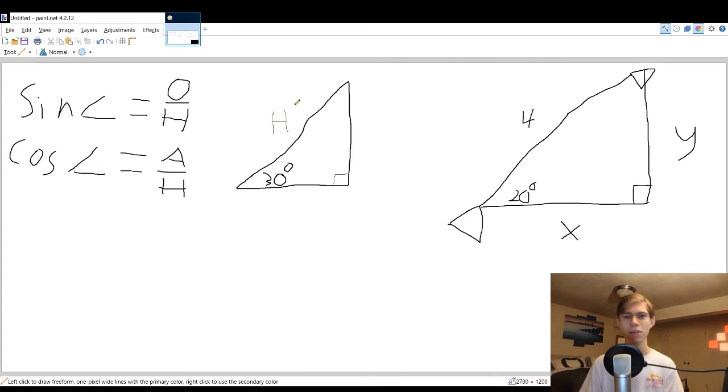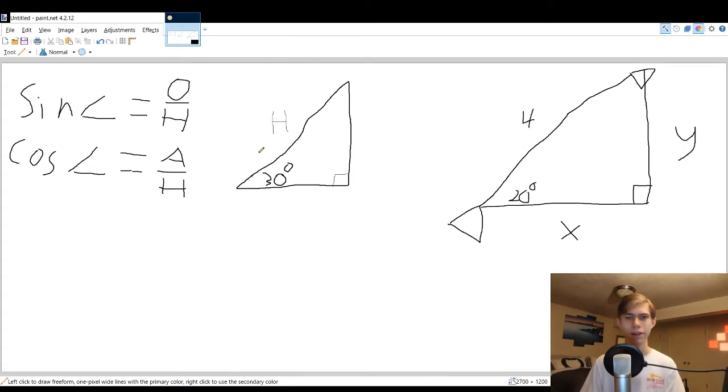And the hypotenuse is always the hypotenuse. It'll never be the opposite or the adjacent side, even if it looks like it could be. The hypotenuse is always the hypotenuse. So keep that in mind. I'll show you what that means in just a second.